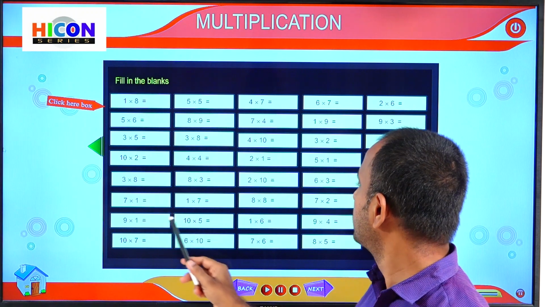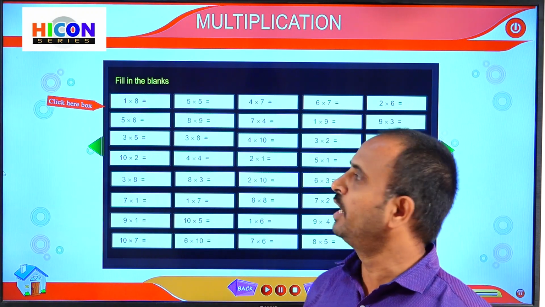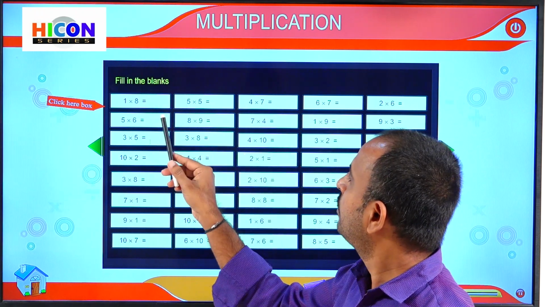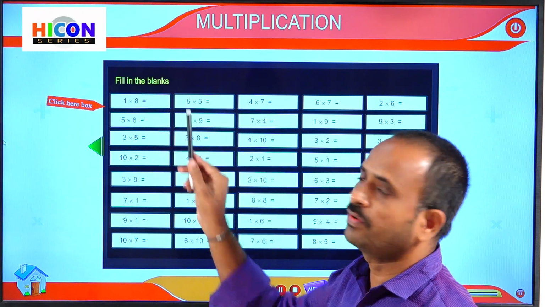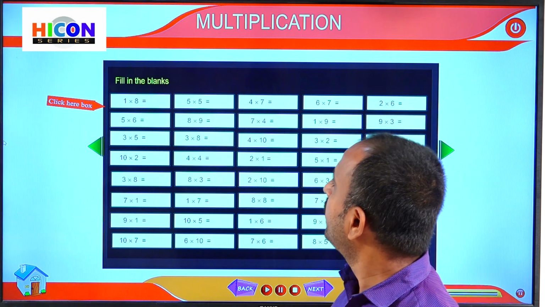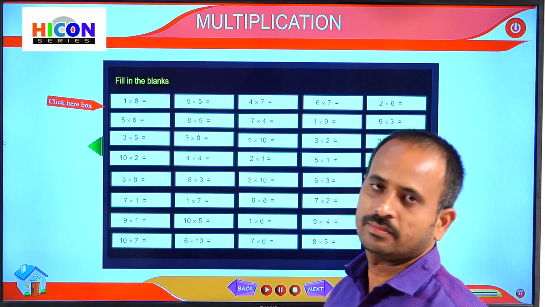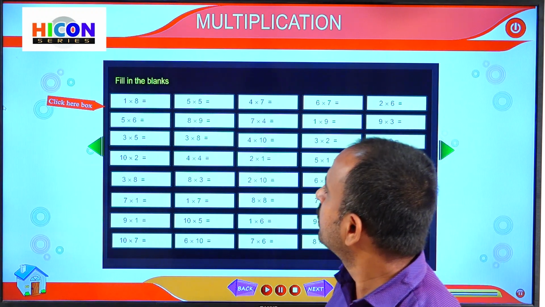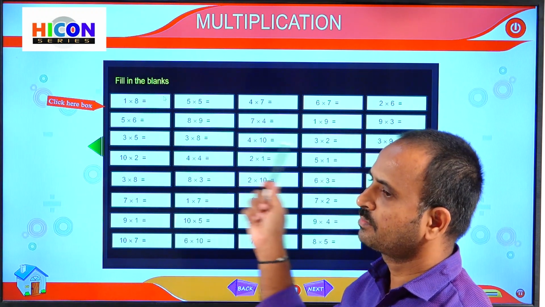There are some multiplications given and we have to fill in the blanks. They have given the blank for the answer. You have to write the answer in the blank. So let us practice some problems in those. Children, you see the first one.